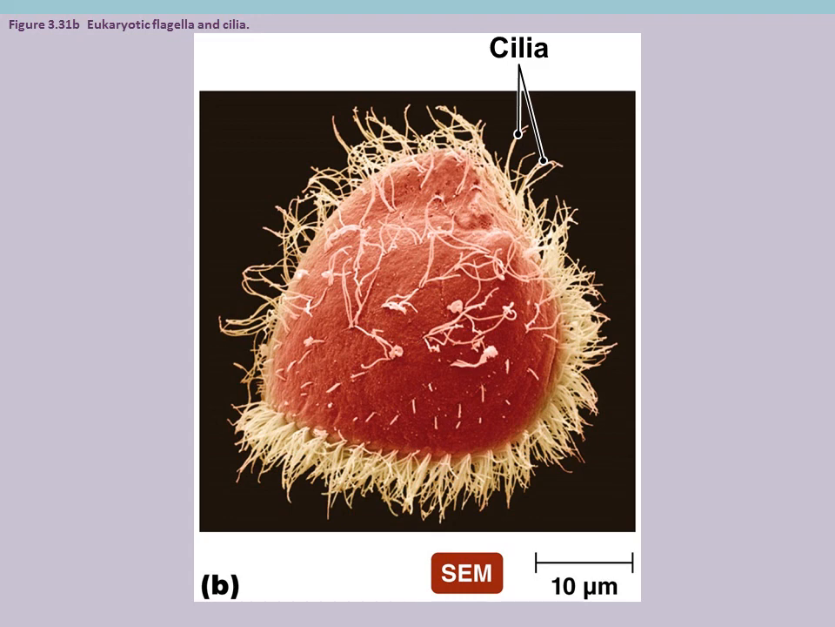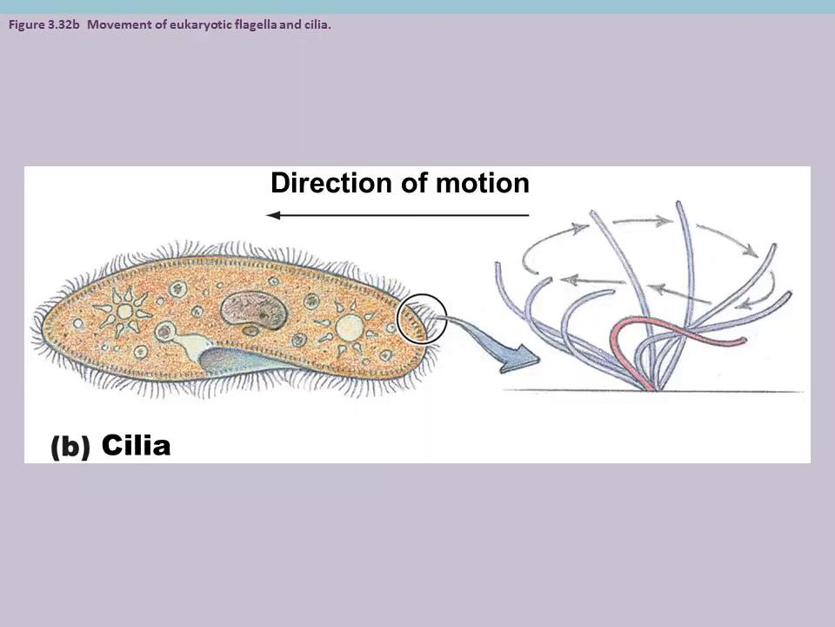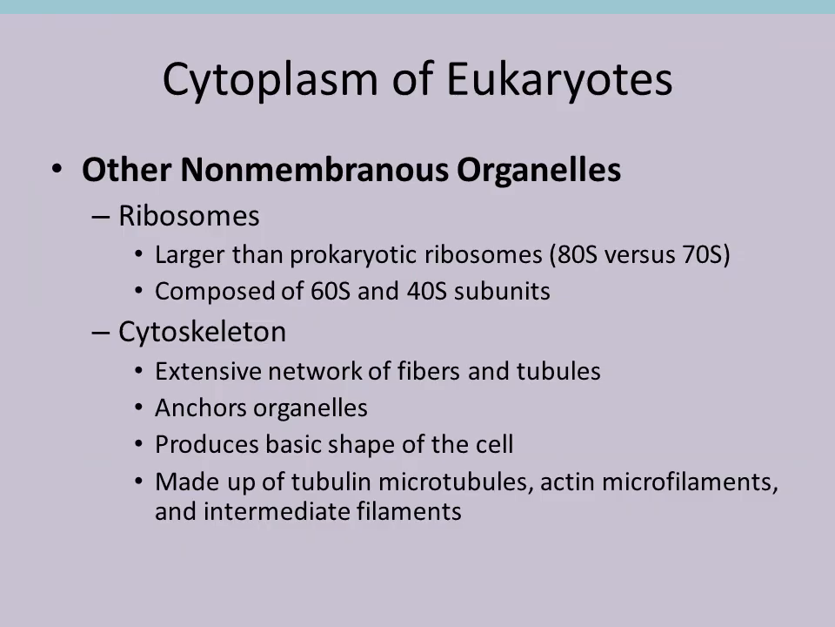The cilia are much shorter and, as I said, much more numerous. So as they're moving, they can help move the organism through its environment. Or if it's stationary, it can help as the cilia are moving. It's kind of like seaweed moving once again, and it propels fluid across the surface of the cell.